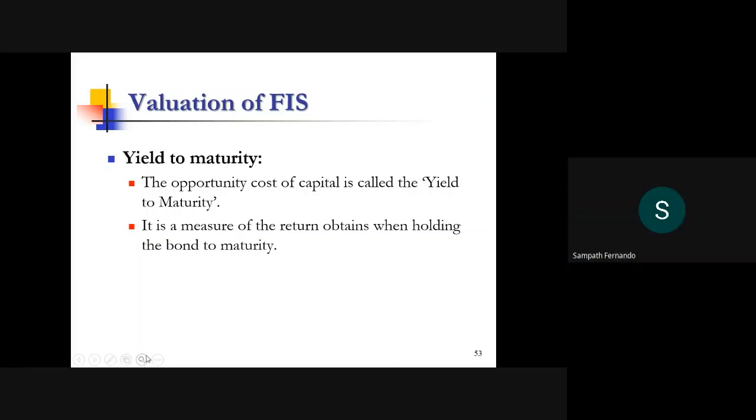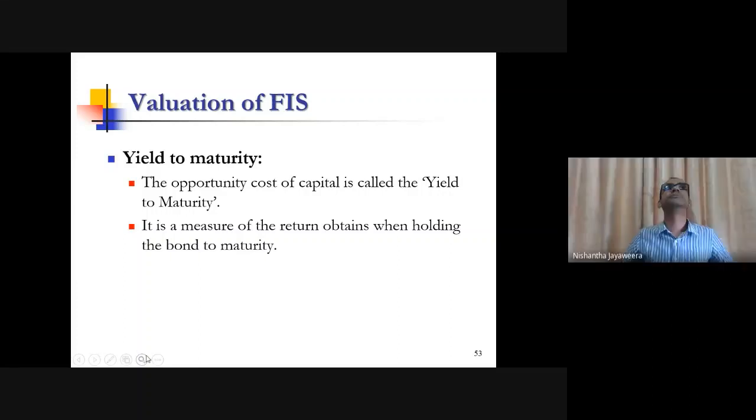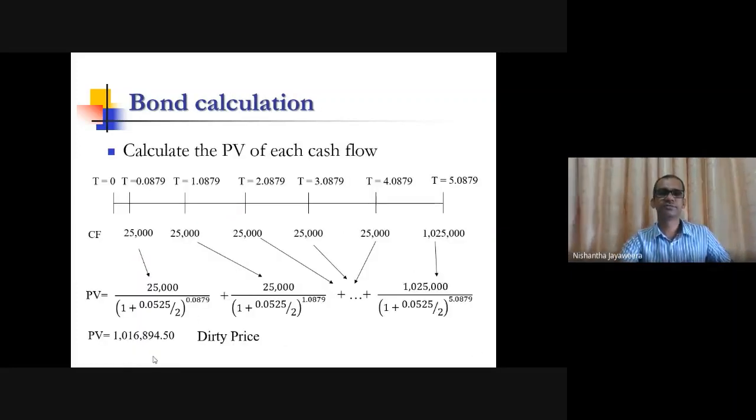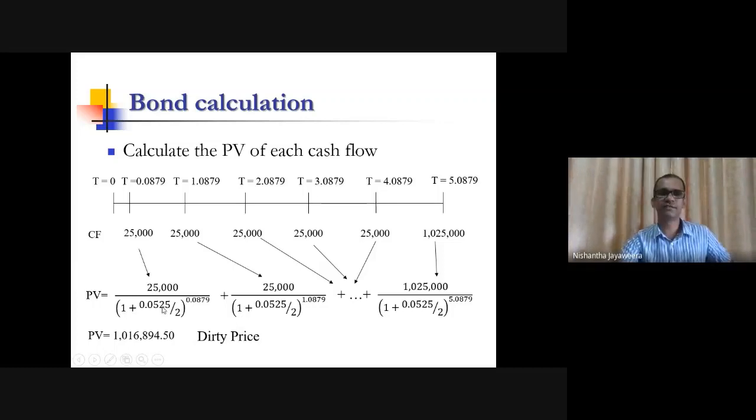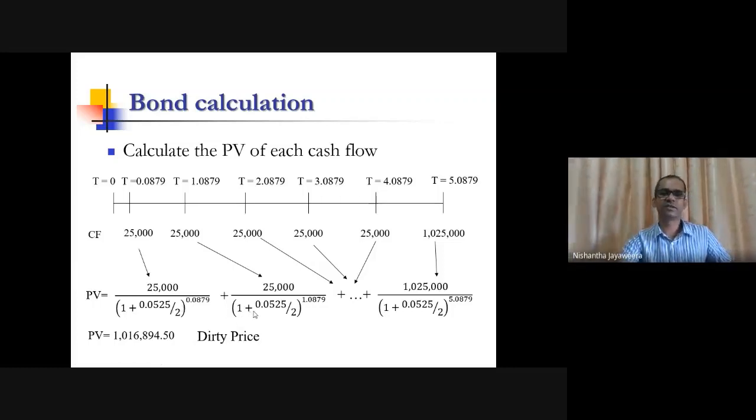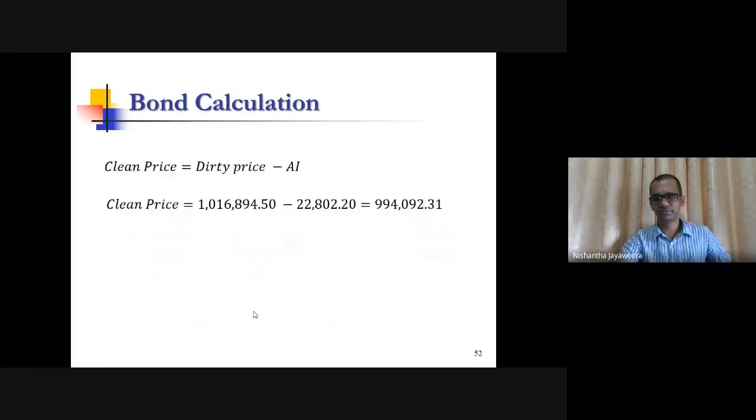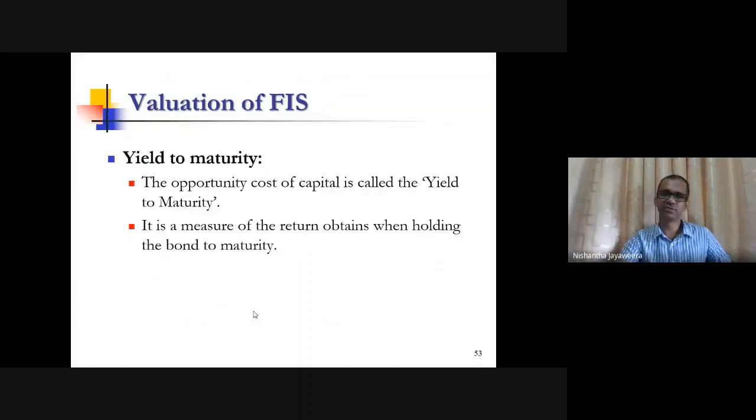Sir, can you explain yield to maturity again? The yield to maturity is the required rate of return that we use here. In this example, the yield to maturity is 5.25. What we assume is that we will receive a return of 5.25 if we hold this bond until maturity. That is what we call yield to maturity.